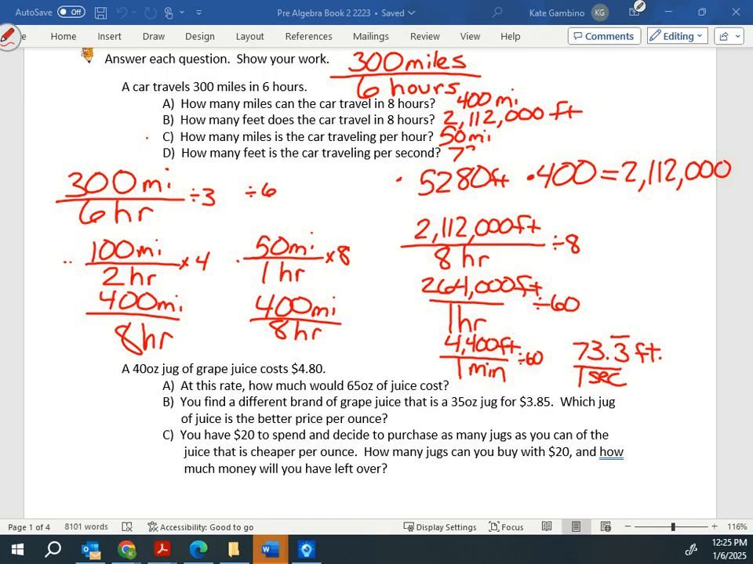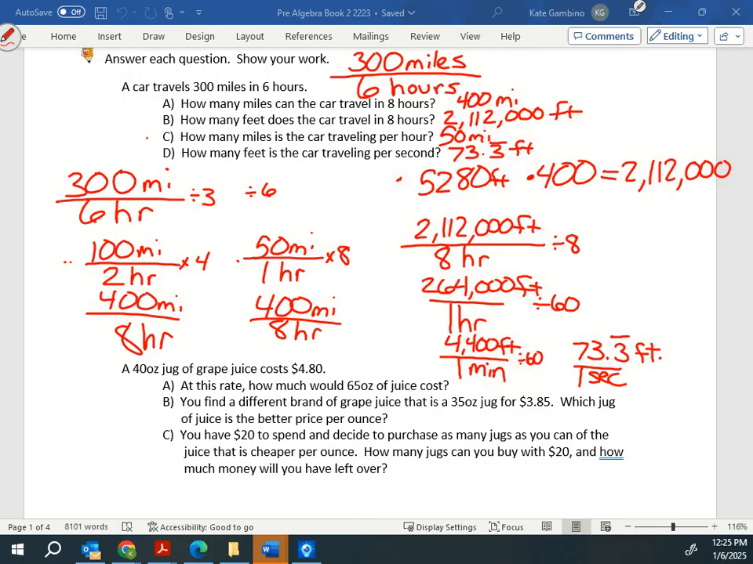So it's going 73.3 feet per second. So it seems really complicated. We're going, oh my goodness, how do I answer this? But when we stop and think about the math that we've already learned, we're just doing math from before. And we're answering the questions using different things that we've already done. We've converted from hours to seconds before, right? We're just doing that same thing.